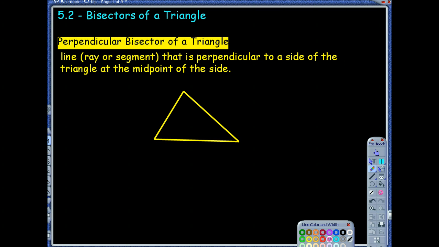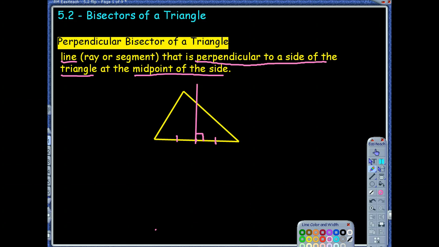Exactly. Okay. So first of all, the perpendicular bisector of a triangle is a line, a ray, or a segment that is perpendicular to a side of the triangle at the midpoint of that side. So it's a perpendicular bisector of a side of that triangle. If I found a point that I knew was dividing that segment into two congruent parts, and I drew a line through that point, or a segment or a ray, that was perpendicular to that side, then I know that I've created a perpendicular bisector of a triangle.